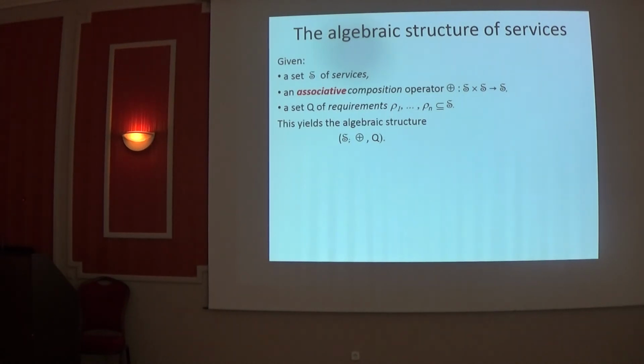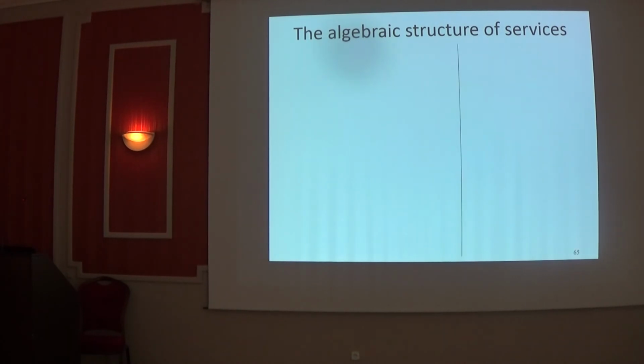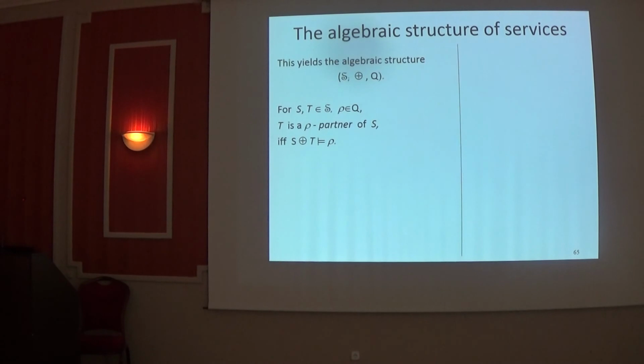Of course, I say this is maybe the fundamental structure, and now you start asking all these questions to make it richer. So this algebraic structure has a lot of things that you can consider. For instance, the notion of a partner that fulfills certain properties. So for two services and a property, we say T is a partner of S with respect to this property if the composed system meets this property. For instance, the property of soundness. Then you can say the semantics of a service is the set of all its partners. And the classical property is soundness or deadlock freedom.